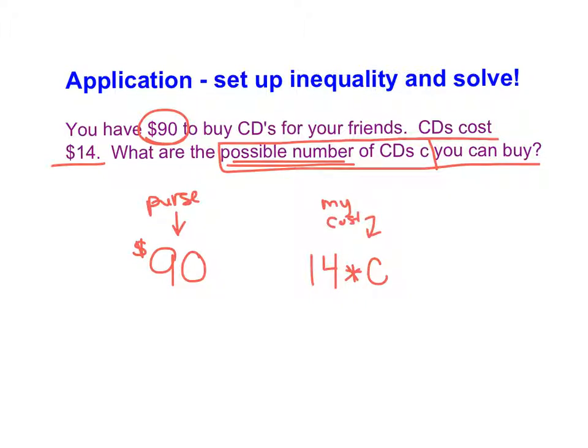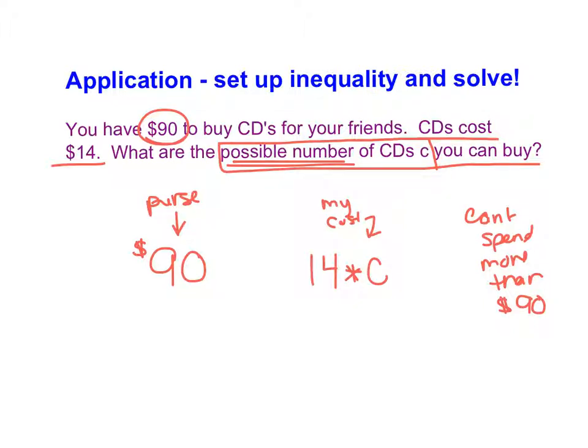And if I think about this, I have $90 in my purse. That's it. I can't spend more than $90 because I don't have anything else. If I try to spend more than $90, I'm going to run out of money and I won't be able to make the purchase.